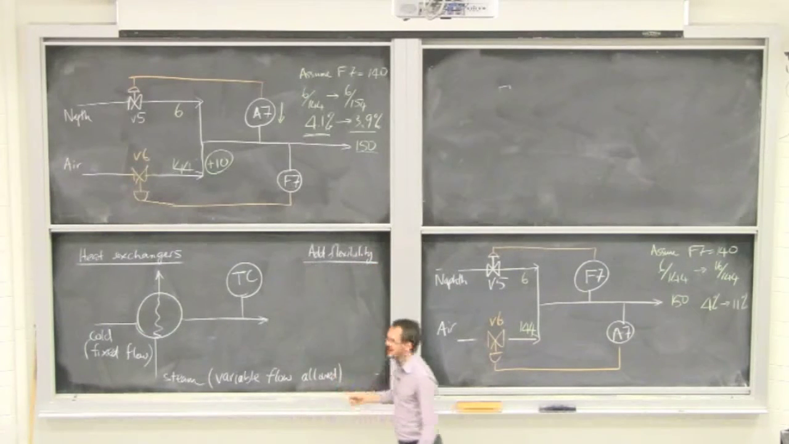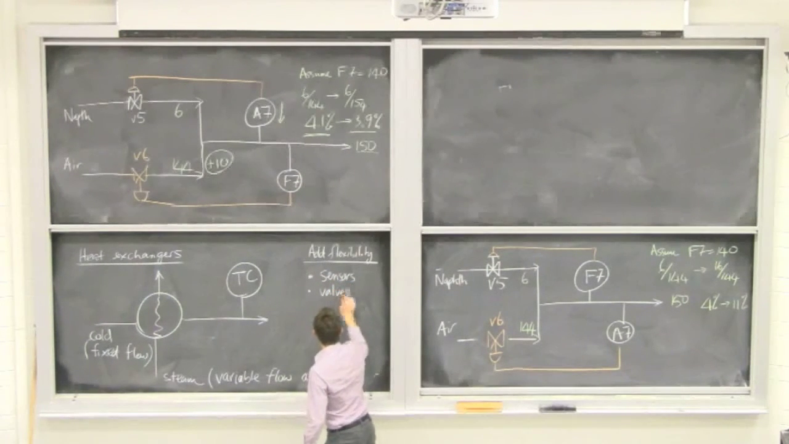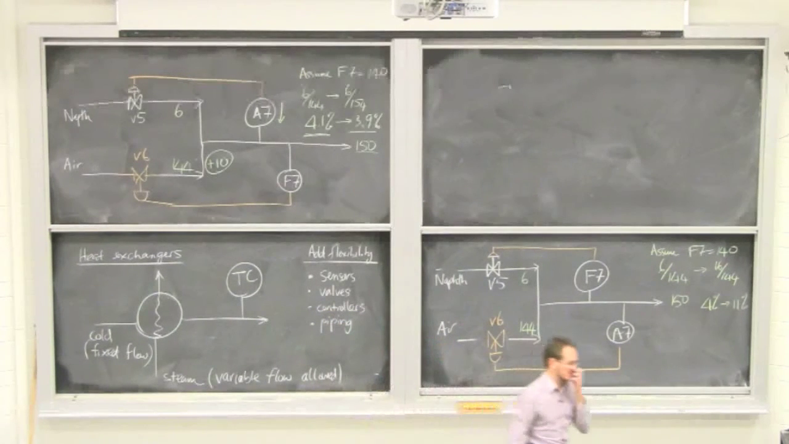And when we say add flexibility, we saw from Friday's class that means sensors, valves, controllers, and I'll add a new one which we're going to see today, is piping. You might be able to add piping as well.